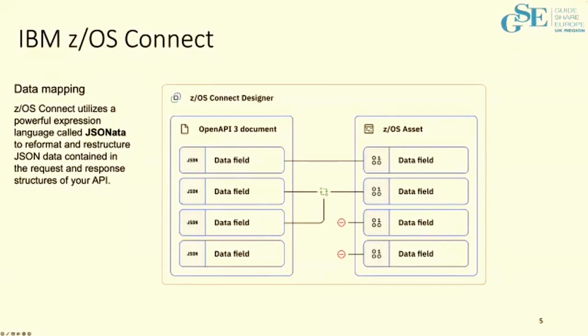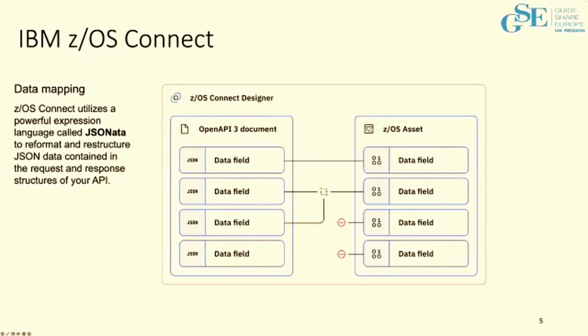So with the zOS Connect Designer, we've introduced a new set of functionality, new set of capabilities, and a really powerful expression language called JSONata. This is an open source tool that's been developed, and it's there to allow you to work with JSON data and to transform it, to manipulate it, to make it look and feel how you need it to for the data that you want to send and receive from your mainframe applications.